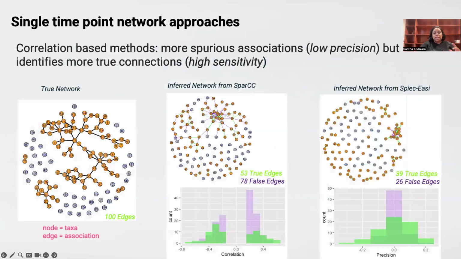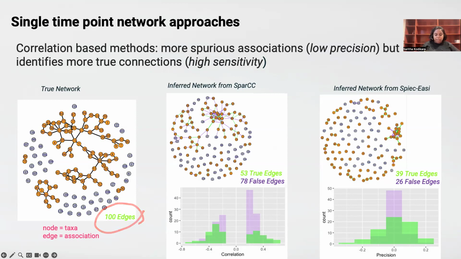Okay, so what is the difference between a correlation-based method and a precision-based method? To show that, I have created a simulated data set here. In my true network, I have 100 edges. Each edge means that there's a connection between two taxa. If there's a connection, you will have a link between the two nodes. The nodes here are the taxa, and the edges are the associations between the taxa. So we basically have 100 edges here.